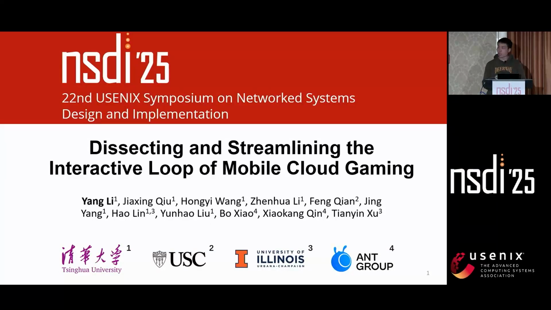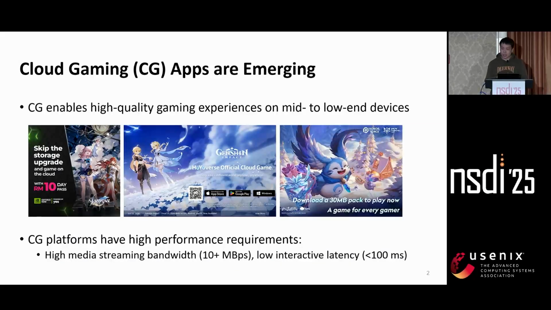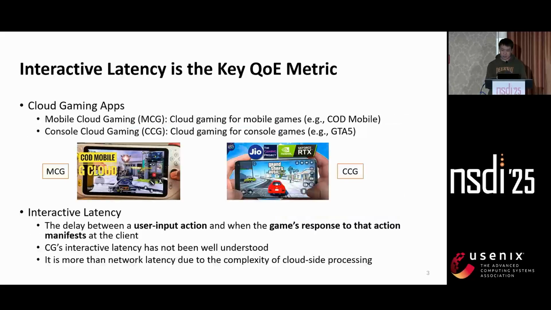Today I am giving a talk about a paper titled Dissecting and Streamlining the Interactive Loop of Mobile Cloud Gaming. Recent years have witnessed the emergence and prosperity of cloud gaming, which enables high-quality gaming experiences on mid to low-end devices. To achieve smooth gaming experiences, CG platforms are expected to provide users with a high media streaming bandwidth and a low interactive latency, within about 100 milliseconds.